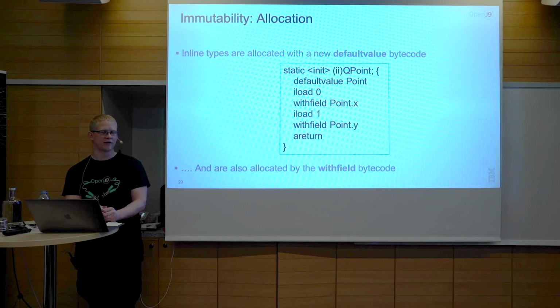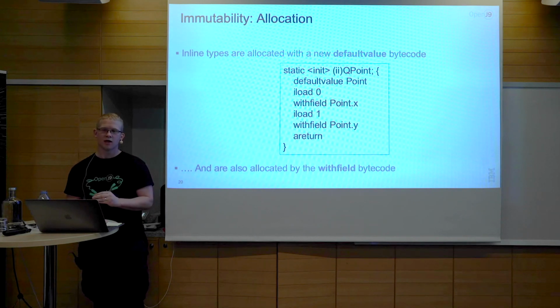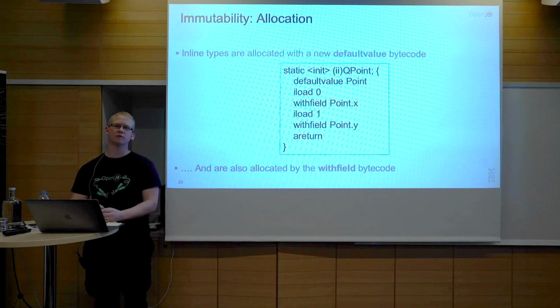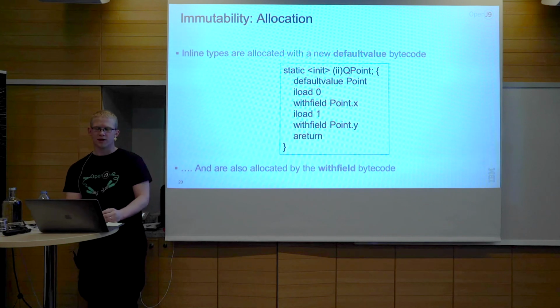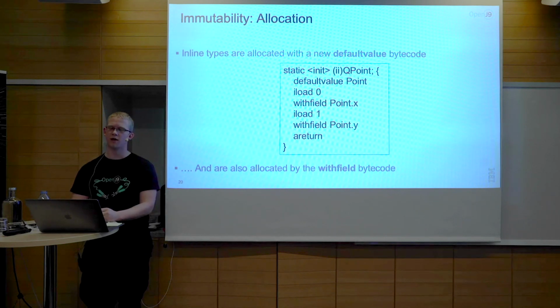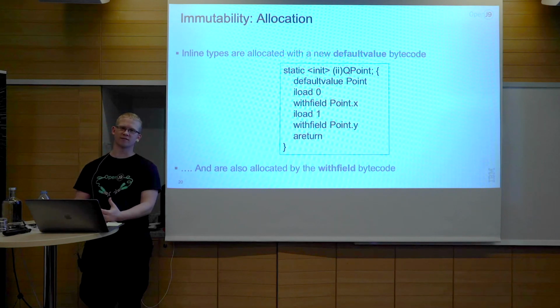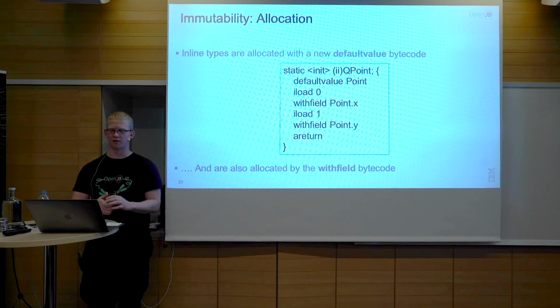Well, we start with our default value, which goes off, allocates something, and nicely zeroes the memory. So by default, the values you get for an inline type are all zeros. And this works well with the way the JVM likes to allocate things. It typically likes to give you back zeroed memory. So you get back your initial point, and then to set any of the values, you have to create a new instance. And so you run the withfield bytecode. And withfield takes the point it's given, the value it's given, and creates a copy of it, modifying the one value and then pushing it back on the stack.